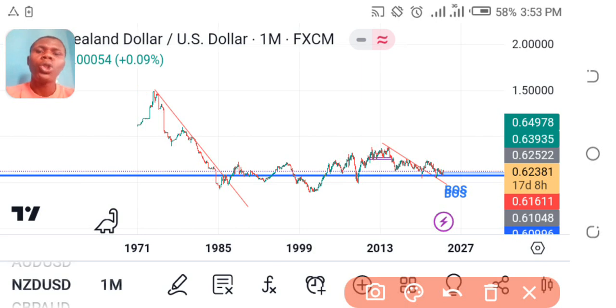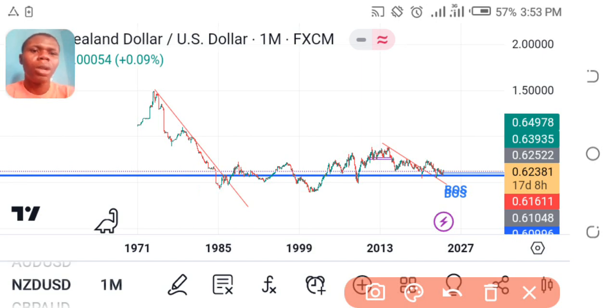So what should we be doing? This is a secret. Please, we should be looking for an opportunity to sell whenever we have one. Now, I'll tell you one of the things that I know: this market is bearish. How do I know? Check very well. You see that this market broke below this zone.